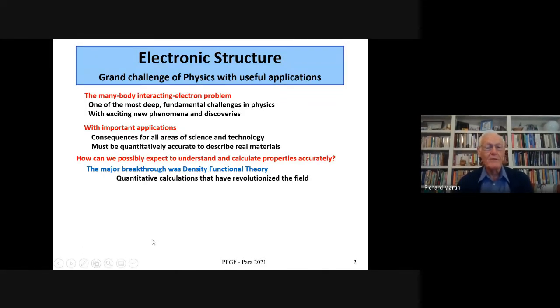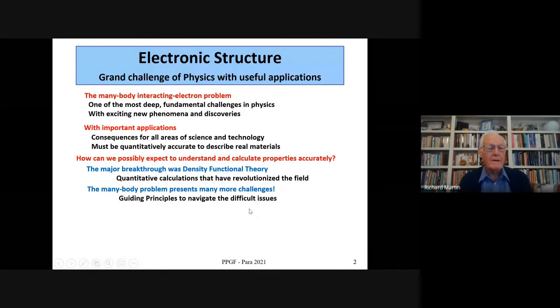The major breakthrough was density functional theory. This is what's made possible the quantitative calculations that have revolutionized the field, made the theory go right along with the experiment and having a big effect nowadays. It's useful. But the many-body problem presents many more challenges that are not answered by density functional theory directly. So we need guiding principles to navigate the difficult issues.